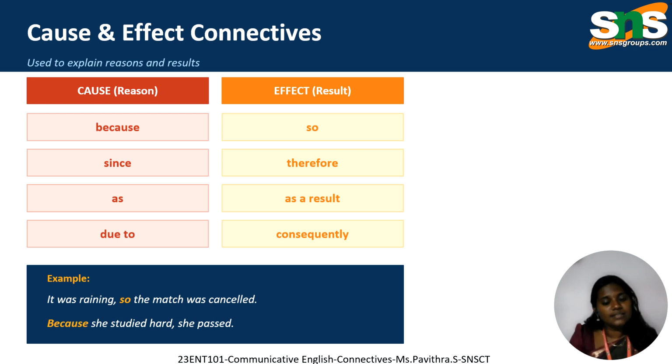And effect connectives introduce a result. So: it was raining, so the match was cancelled. Therefore: she studied hard, therefore she passed. As a result: she worked non-stop, as a result, she finished earlier. Consequently: he didn't prepare, consequently, he failed. Let's put it all together with two clear examples. It was raining, so the match was cancelled. Because she studied hard, she passed. Same idea, two different connectives, showing both the cause and effect. Beautiful.